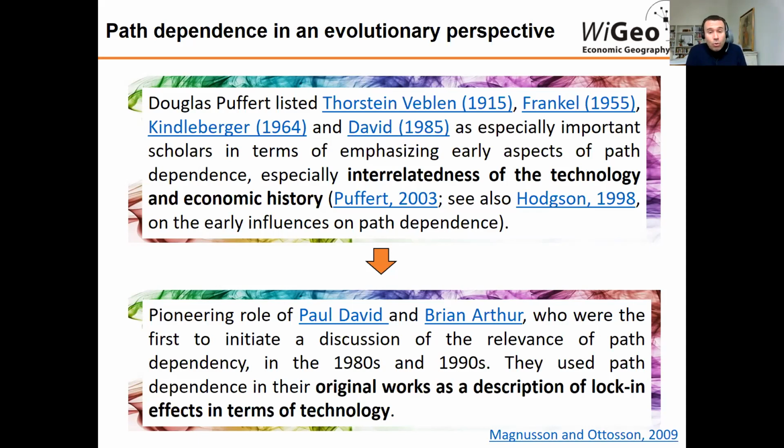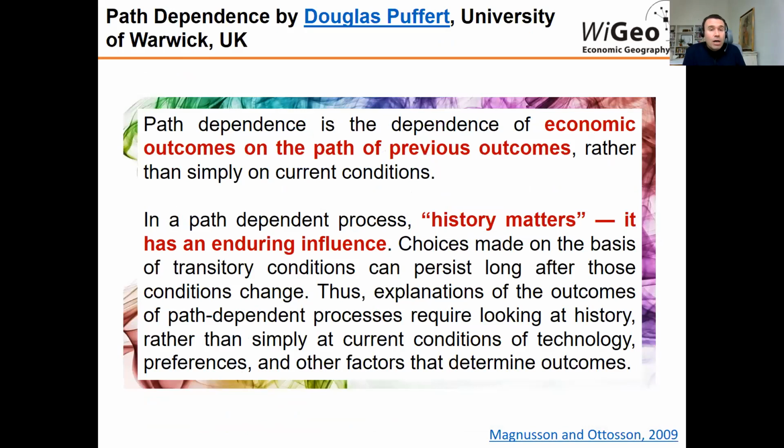But the pioneers are Paul David and Brian Arthur, and in the literature, the Evolutionary Economic Geography book, they start exploring in much detail the genesis of path dependence through these two authors, and I'm not going through them in detail. I'll try to bring some more day-to-day examples to the context. And they used path dependence in their original works as a description of lock-in effects in terms of technology. Okay, but nowadays this goes much more beyond technology.